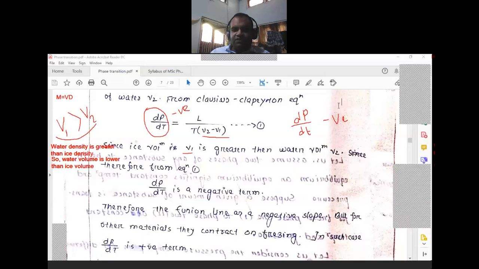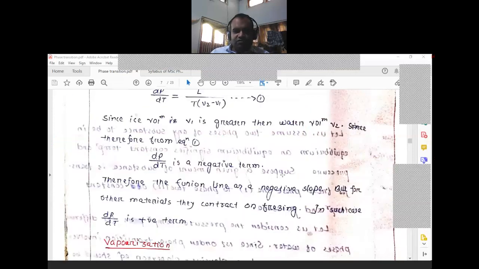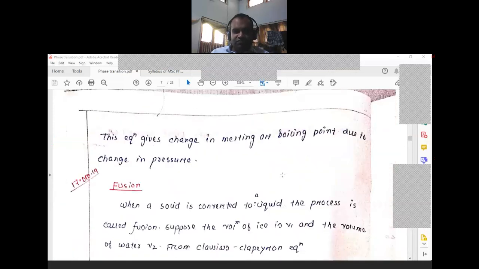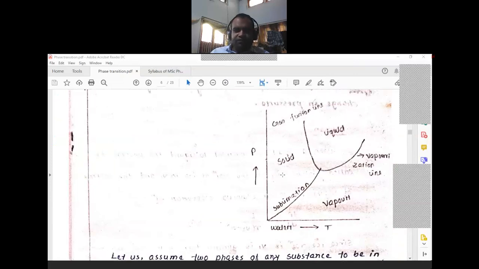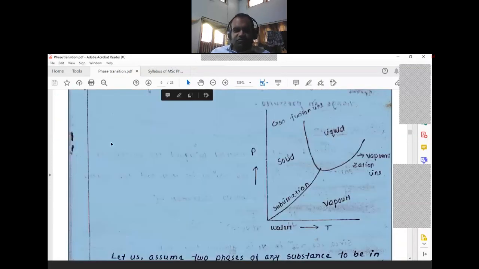Now you see, if V1 is greater than V2 for ice-water conversion, in that case dP over dT is a negative quantity. Therefore the fusion line has a negative slope, but for other metals it can definitely be different.